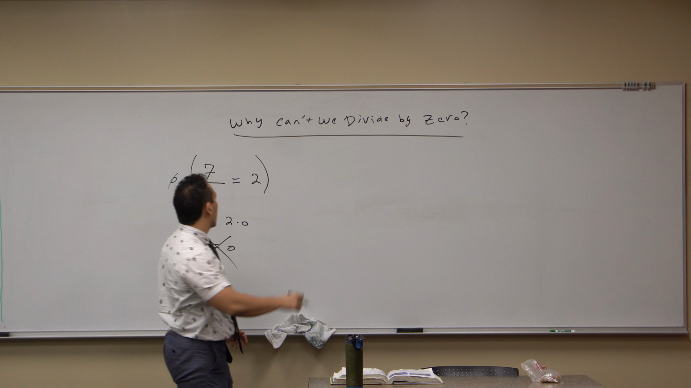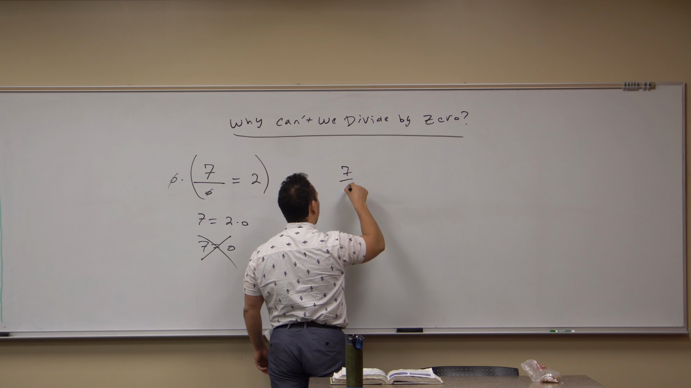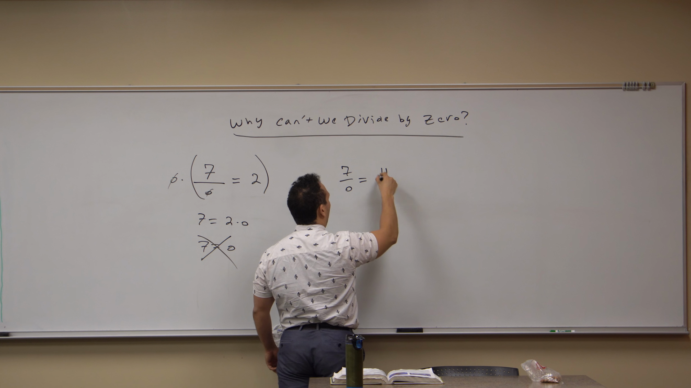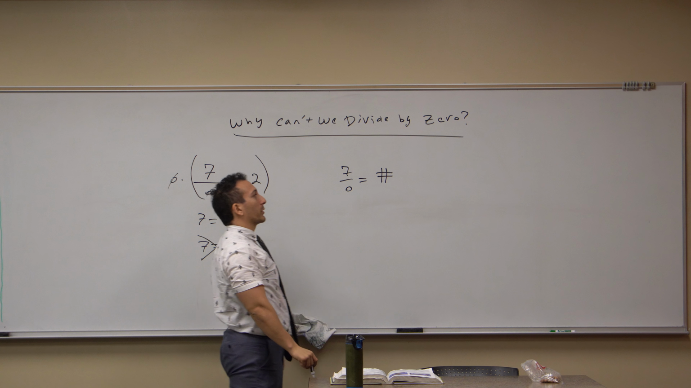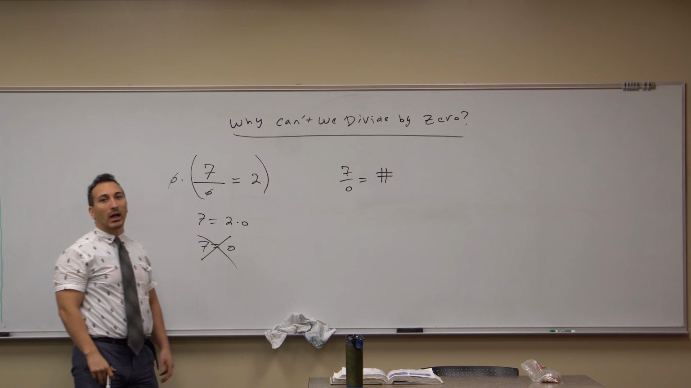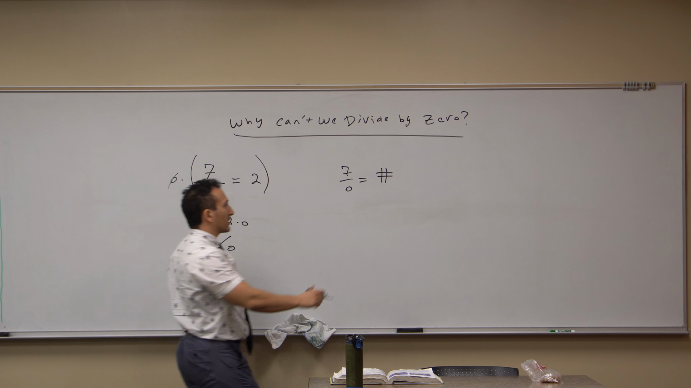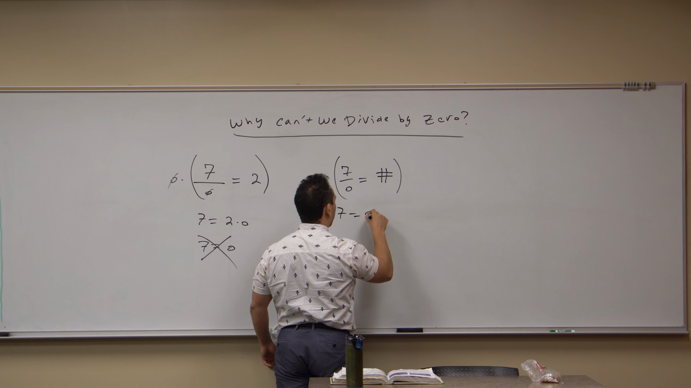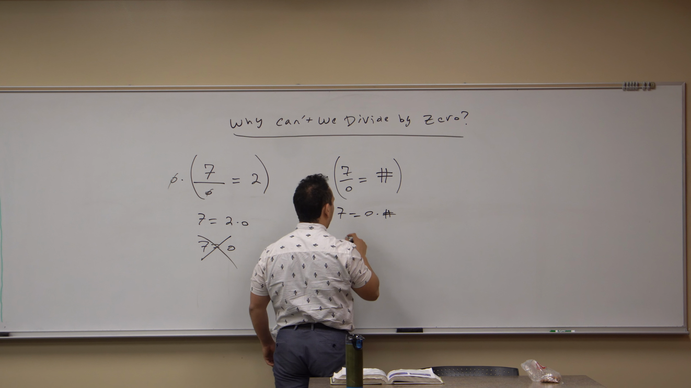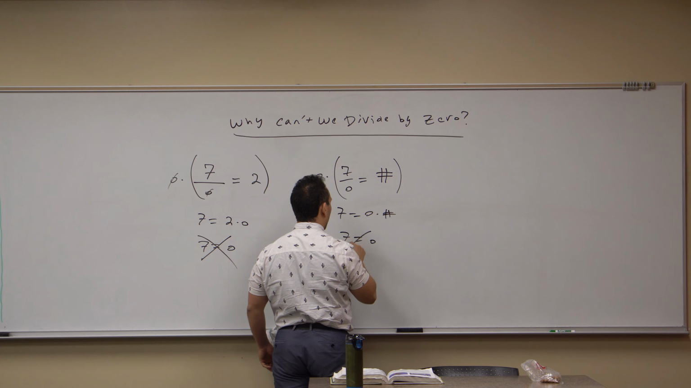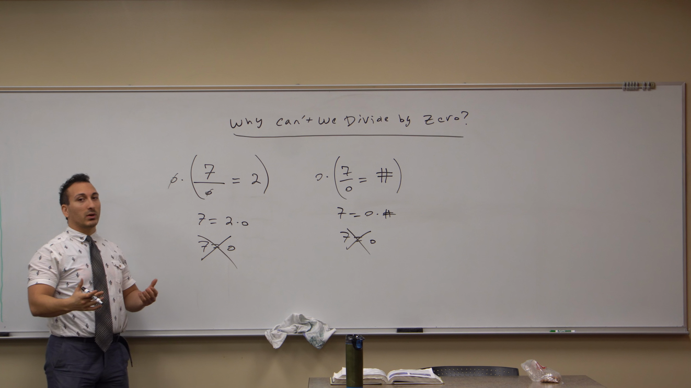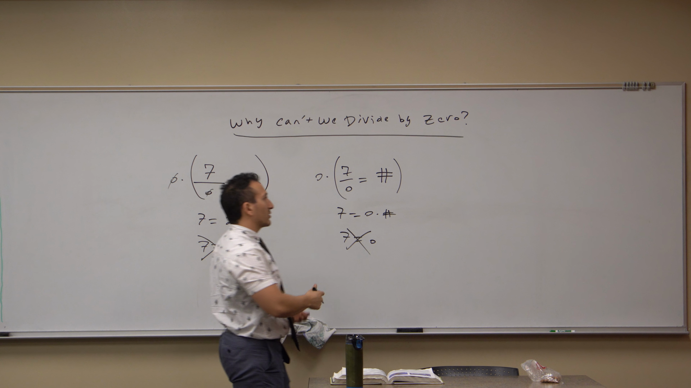I know what you're saying. Well, maybe 7 divided by 0 is not 2. Maybe it's equal to some unknown number. Again, this process occurs. We multiply both sides times 0. I get 7 is equal to 0 times any number. But any number times 0 is 0, and that is a contradiction. This also works when you don't pick 7. It works for any number.